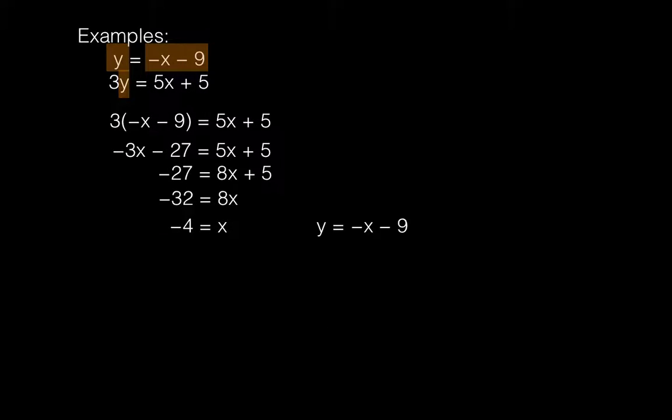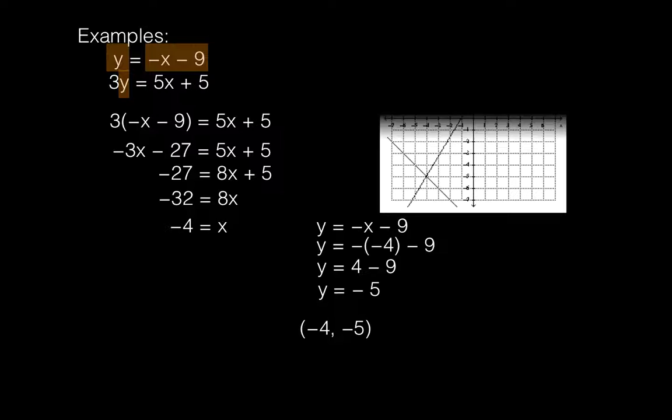Now, again, go back, copy one of the equations. Again, the best one is typically the one that has already a variable all by itself. We're going to put this negative 4 here, but you have to be careful because what a lot of people will do is they'll put negative 4, but this is a negative 4 and we're talking about a negative x, so make sure you copy this the right way. Negative parentheses negative 4 minus 9, which makes positive 4 minus 9, which is negative 5. Ordered pair, and that answer is negative 4, negative 5.